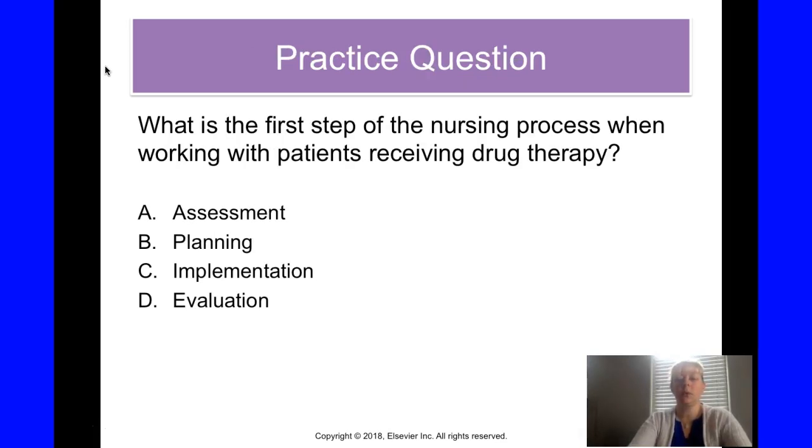What's the first step in the nursing process when working with patients receiving drug therapy? We have assessment, planning, implementation, and evaluation. What's the first step in the whole process? It's assessment, right? This one should be easy. Know that they go in order. There's also nursing diagnosis that goes in between there.